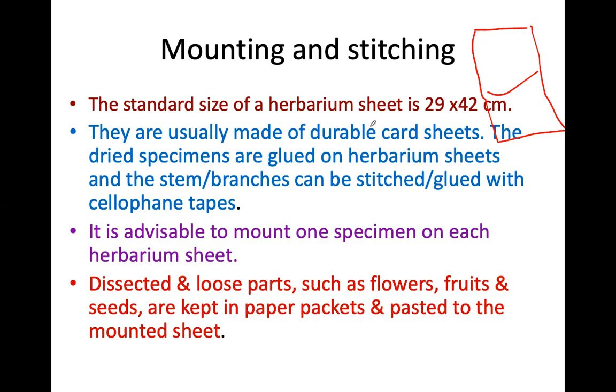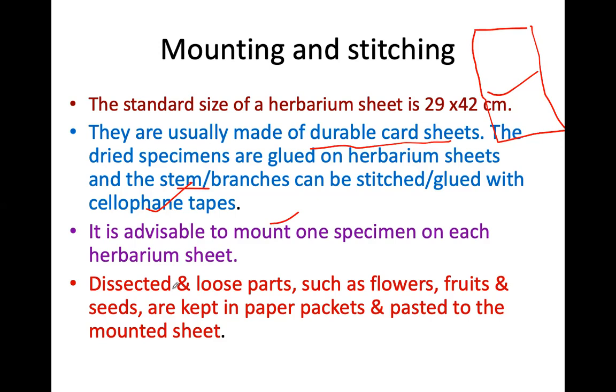They are usually made of durable card sheets. The dried specimens are glued on the herbarium sheets, and the stem and branches can be stitched or glued. You can use glue, stitching, or cellophane tape. It is advisable to mount one specimen on each herbarium sheet.